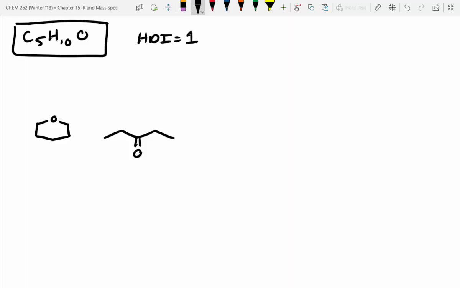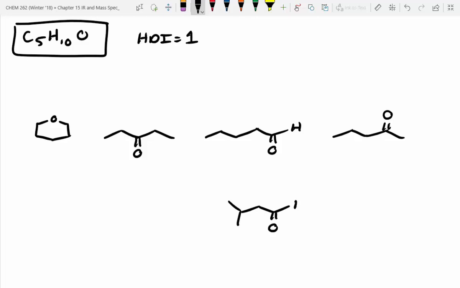So that could work. Maybe it's a 5-carbon chain with an aldehyde coming off of one end. That could work. Maybe it's a different ketone. Maybe the carbon-oxygen double bond's in a different position. Maybe it's an aldehyde that has some amount of branching coming off of it. Maybe it's a ketone with some amount of branching off of it. There's a whole bunch of these that you could draw out. Mass spec kind of helps you narrow down the possibilities, but it doesn't give you the right answer right away. Oftentimes we need other forms of spectroscopy to help us along.